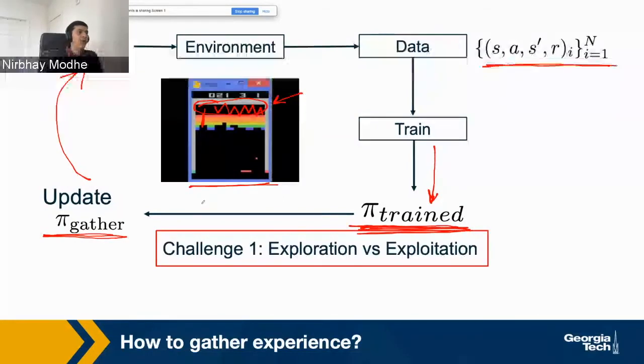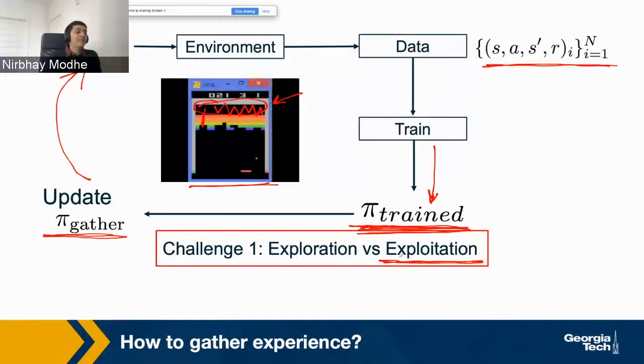So one key problem in any RL algorithm is the problem of exploration versus exploitation. Let's say a decent policy it has learned is that keeping the ball in play is a good strategy. It can keep doing that and exploit its current knowledge of how to play the game.